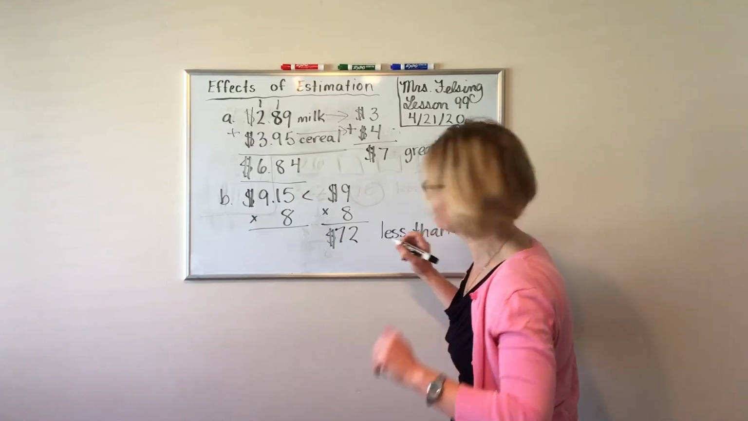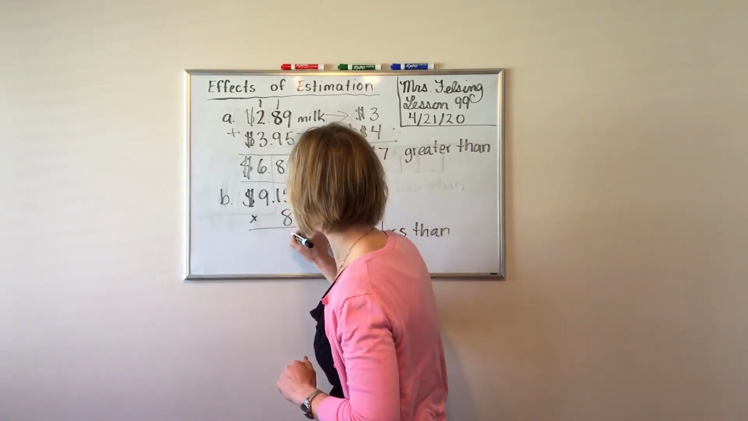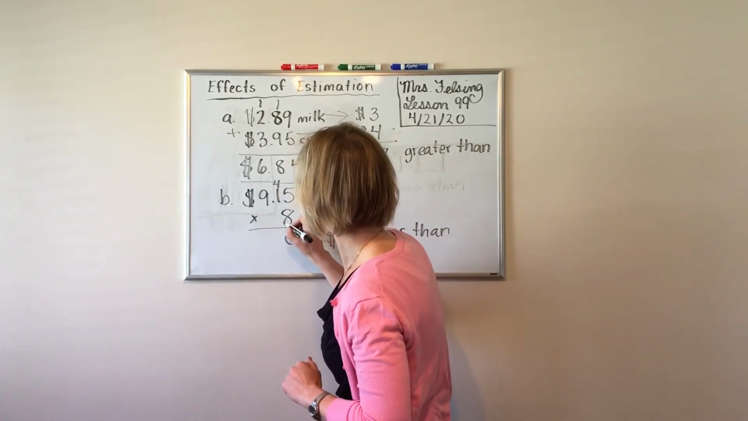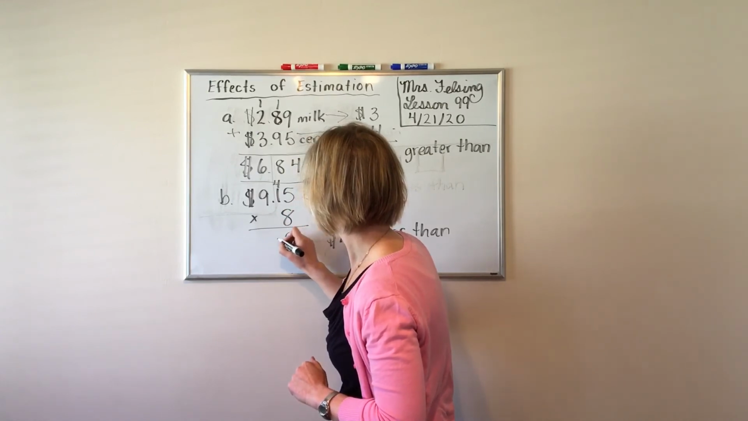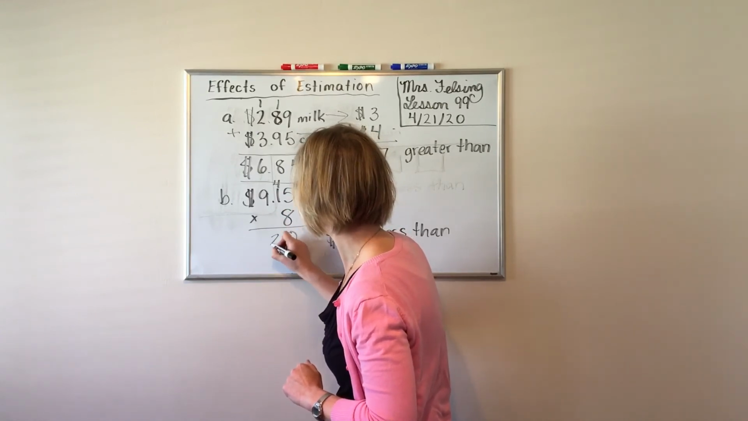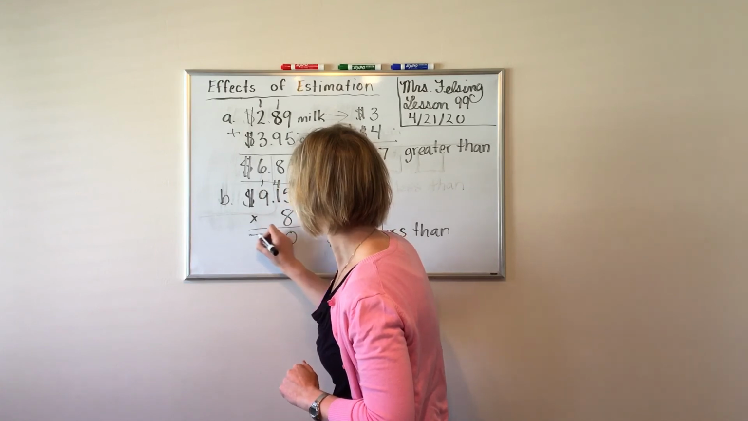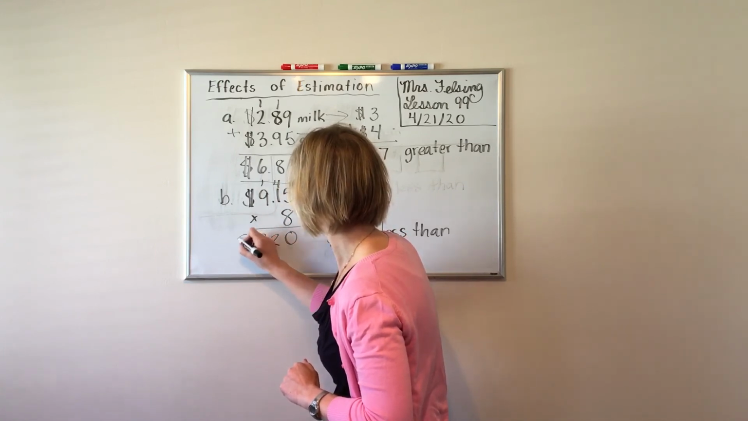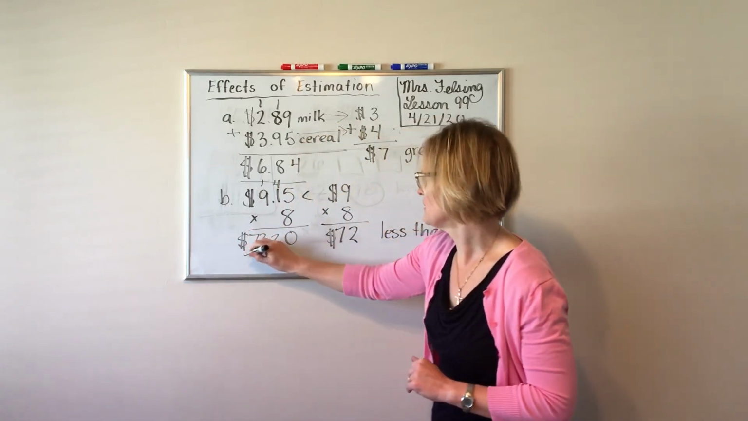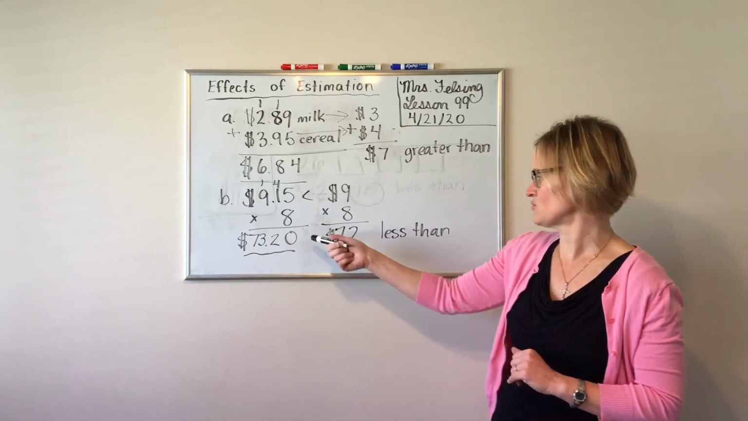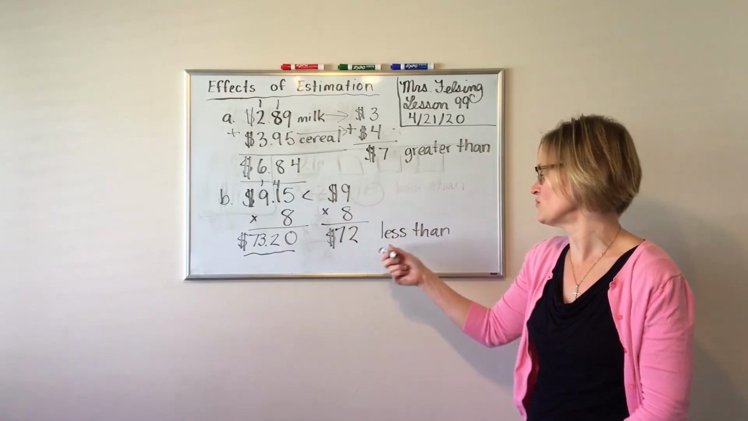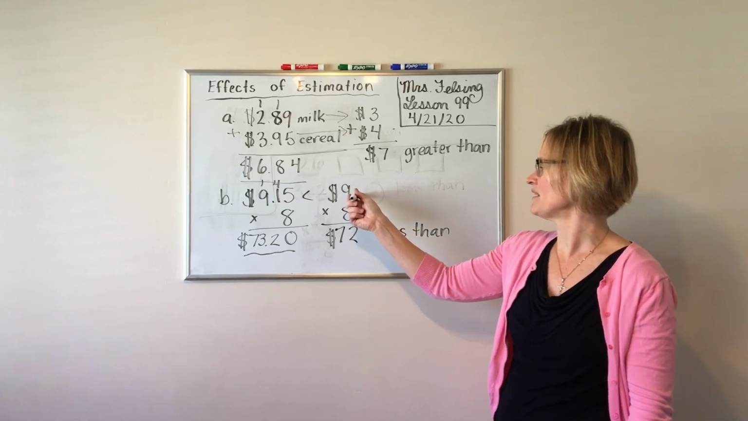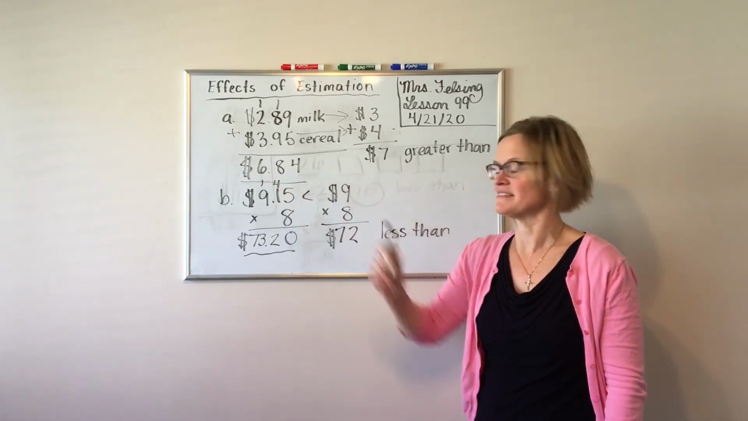But let's just check it. 5 times 8 is 40. 1 times 8 is 8. Plus 4 is 12. And then 73. So actual, he would make $73.20. Our estimate is 72, which is less than, because this is less than that.